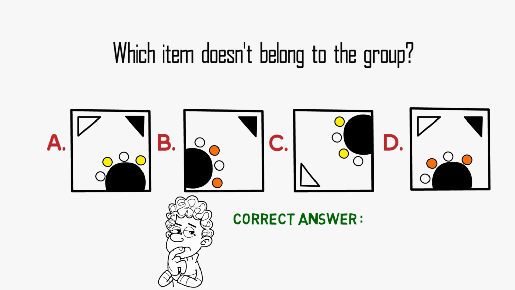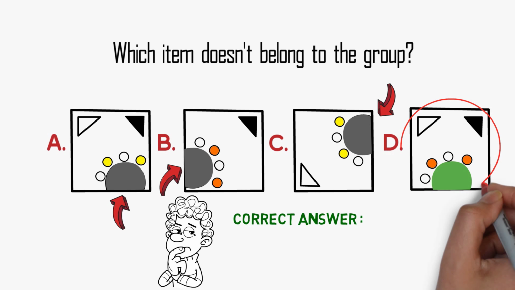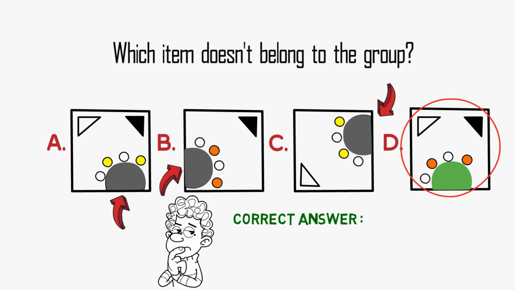The pattern is actually defined by the half circle. And as you can see, all half circles are attached to the corners of the square. You see this in the shapes A, B, and C. But in shape D, the half circle is placed in a different location. It is in the bottom middle of the square. This is why the item that doesn't belong to the group is choice D. So the correct answer here is choice D.